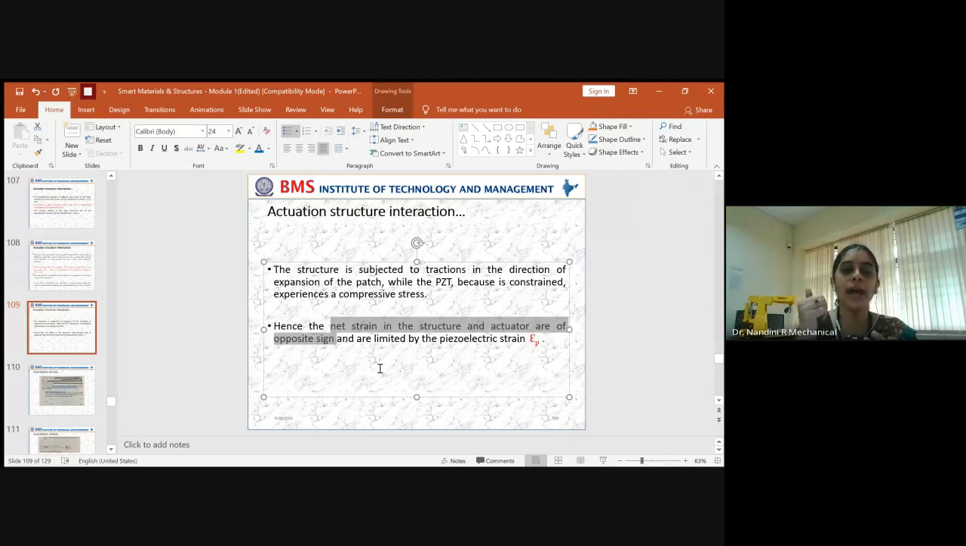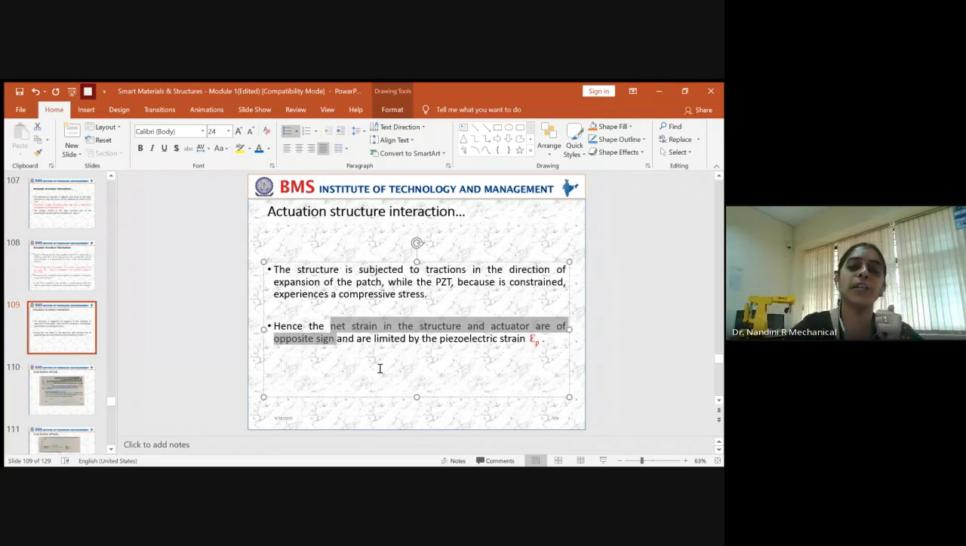Okay, so when you have the expansion of a piezo patch, you will have the traction in the same direction. Due to this, the strain generated in the structure will be in the opposite direction to that of the strain induced in the piezo patch. And this is the reason to get opposite sign convention in the strain you measure.